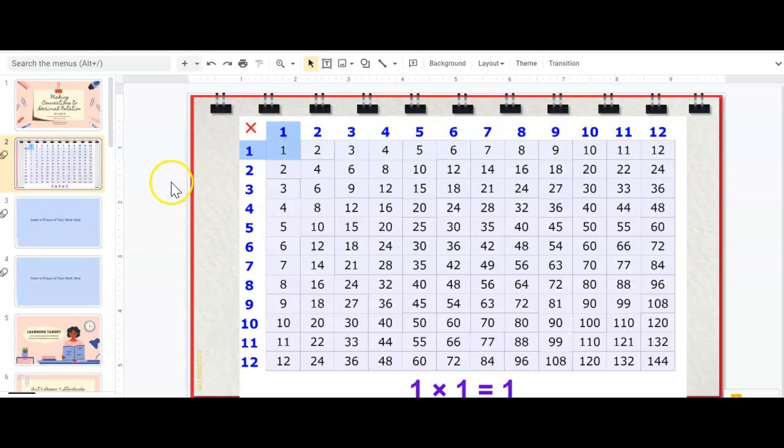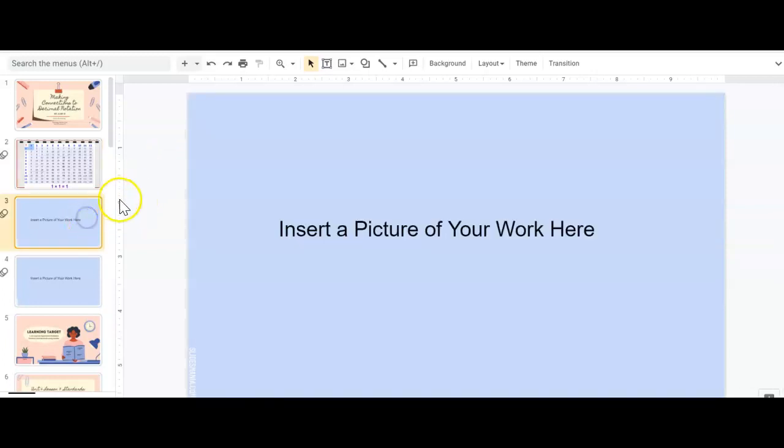On the next slide, I have our multiplication table that's there as a resource for you to go back to and use if you need it. And the next two slides are places where you can insert a picture of your work. So if you're working in your notebook or your binder, you're going to need to show your work to your teacher. After you've taken a picture of your work, you insert it into these slides.